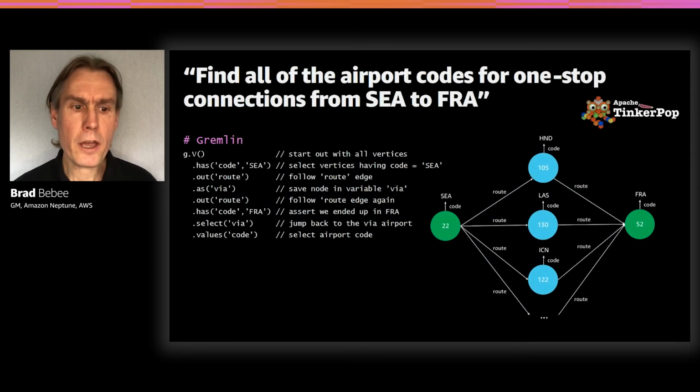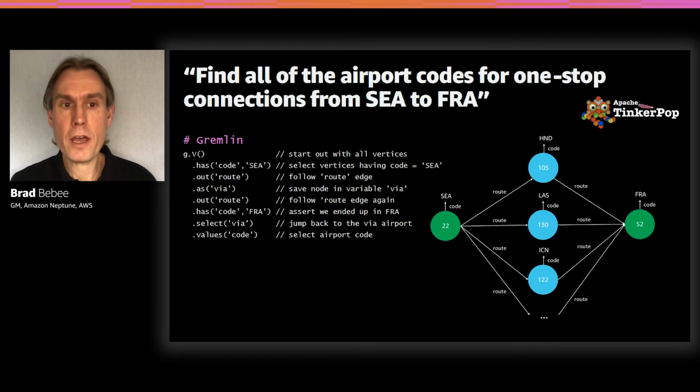Suppose that we want to find out all the airport codes that have a one-stop connection between Seattle and Frankfurt. How would we do that? Well, in Gremlin, we'd execute a traversal that looks something like what you see on the left of your screen. So let's take a quick step through it. The first line is g.V. This means access the graph object and bring back all of the vertices in the graph. Now we know we want to start with the Seattle airport, so from all the vertices we're just going to select the Seattle vertex, or all vertices that have the code Seattle, with has code SEA.